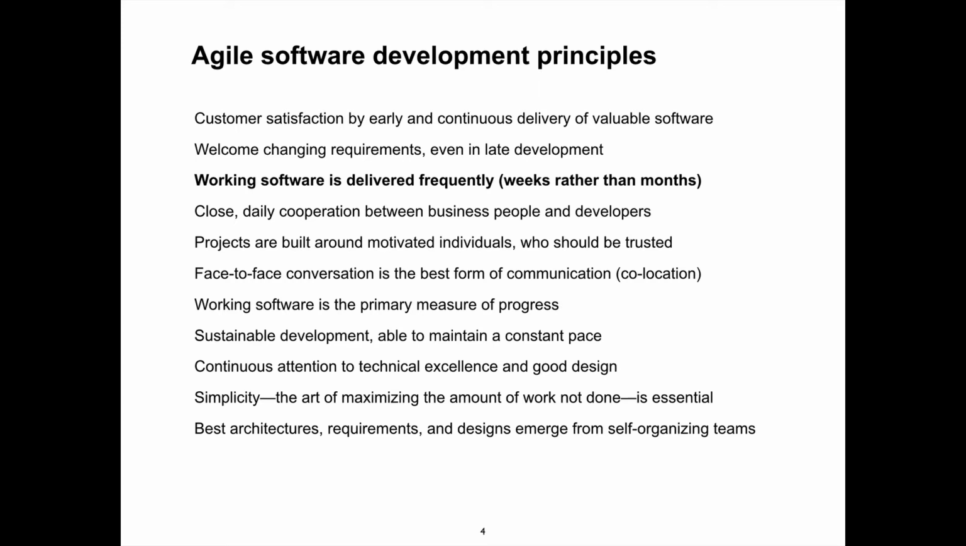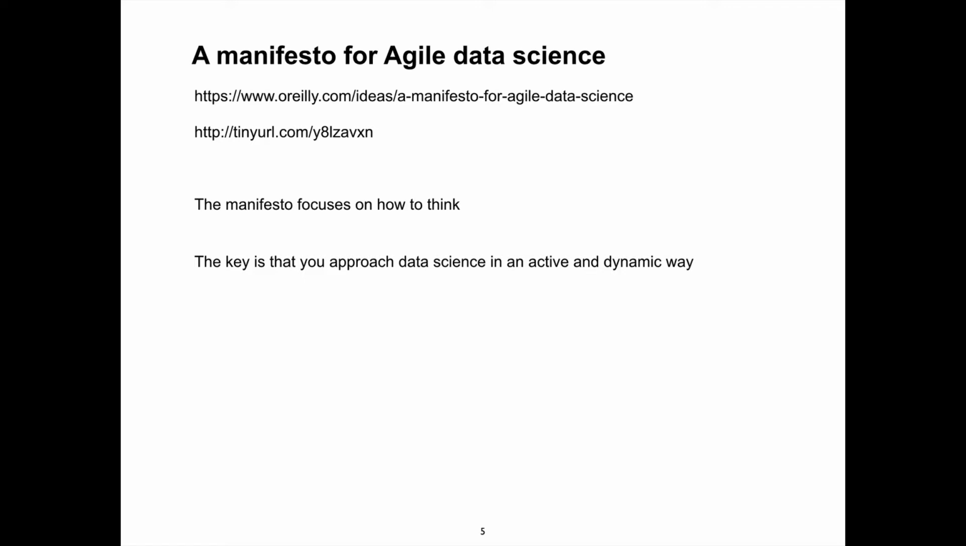Right, so just being able to work as teams, trust your team. I mean, if you hire good people, you shouldn't have to look over their shoulder all the time. They're your experts, right? And so then people are like, okay, there's an Agile manifesto of Agile data science.